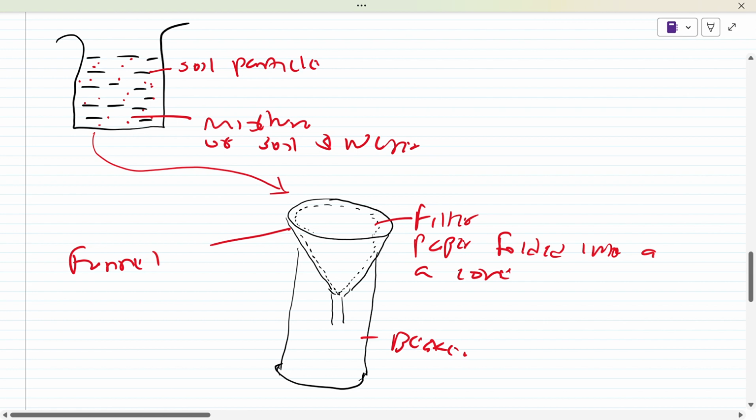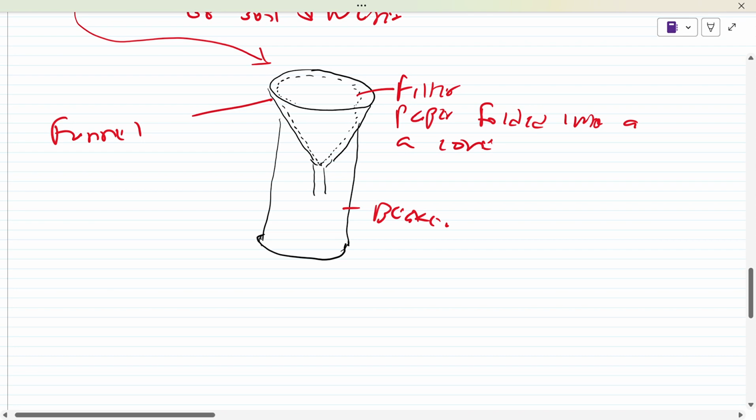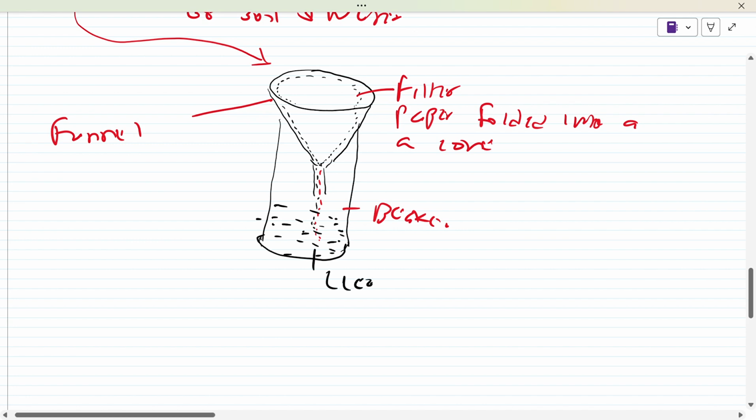When it is poured, what are we going to have? The water will drop down. Because I was using the black pen to represent water, I'll have my water drop down. This will be clear water. Then in the funnel, I'll remain with soil. Soil will be left there.